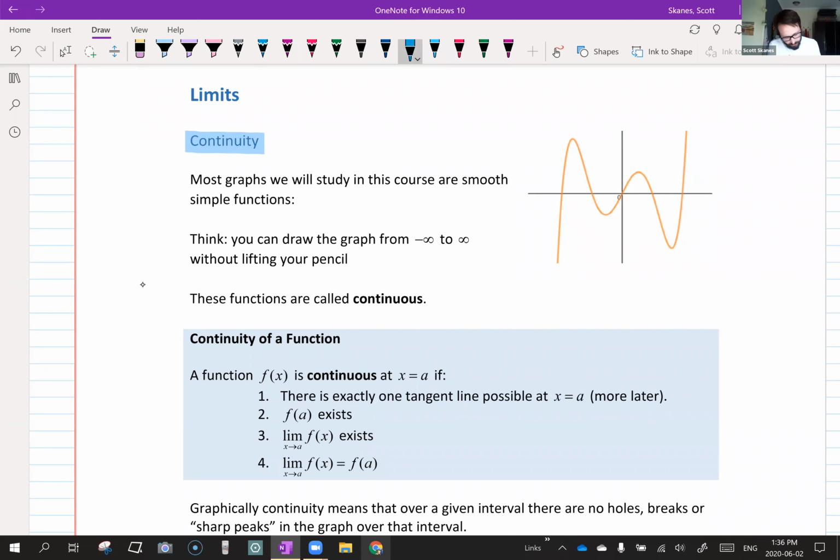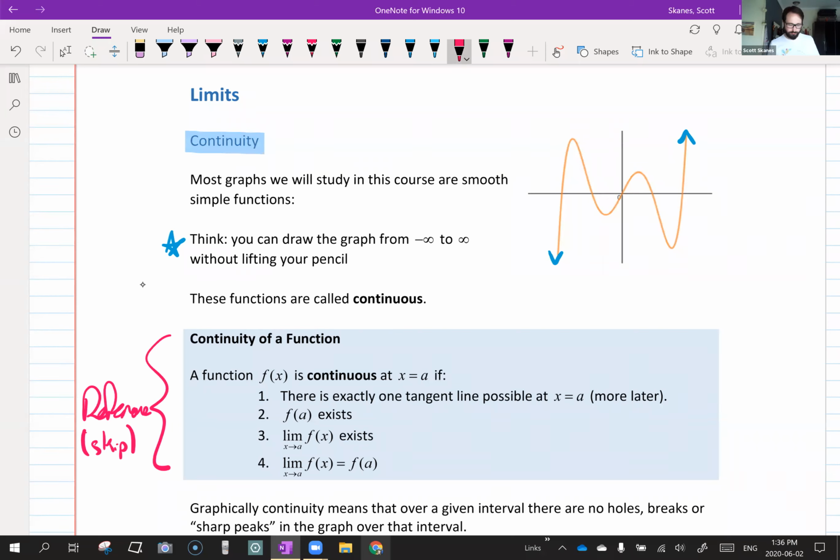There's a little way to remember it here. You can draw the graph from negative infinity, so that's all the way over here, as far left as you could possibly go, to positive infinity without ever lifting your pencil. So you can just trace the function and go, yeah, okay, no problem there. No jumps, no holes, no breaks. It's continuous. The extra stuff here is just reference. We don't really need it. You can skip it. It's higher level calculus that we don't actually cover too much in this course.